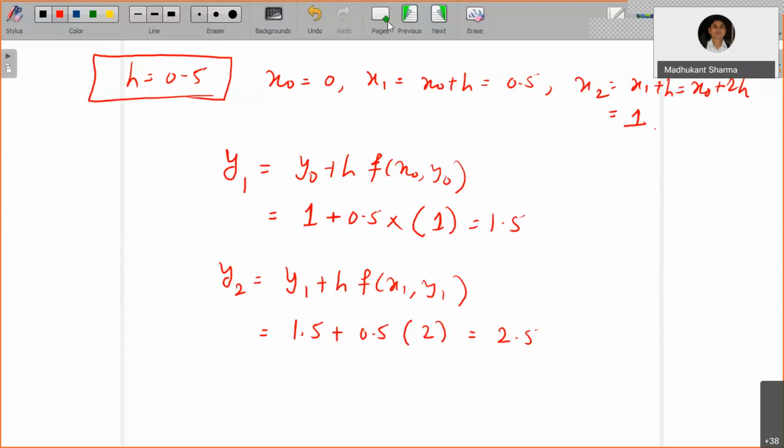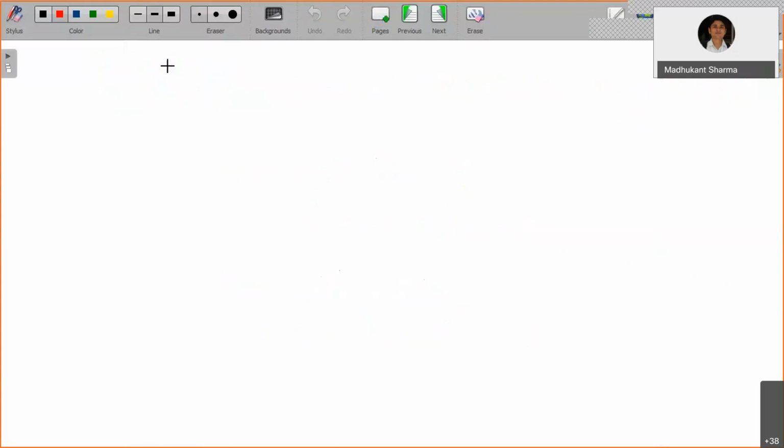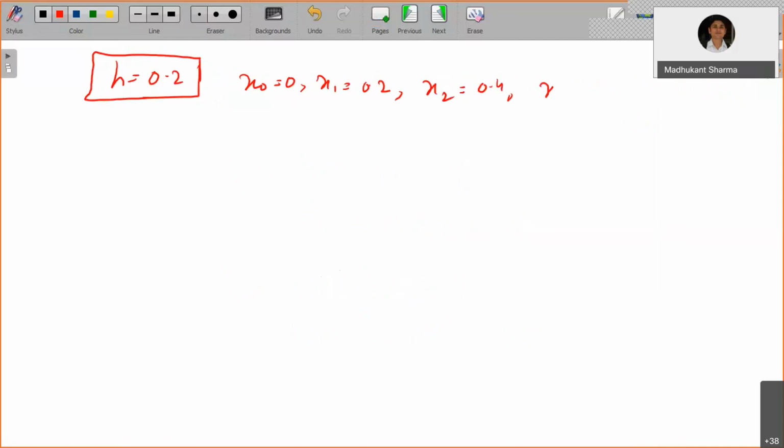Okay, right. Now when you take the case h equals 0.2, you have x0 equals 0, x1 equals 0.2, x2 is one more step of 0.2, so 0.4, x3 is 0.6, x4 is 0.8, and x5 is 1. So you want to find y at x5. For that, you have to find y at x4, y at x3, then y at x2, and all this stuff. So y1 equals y0 plus h times f of x0 comma y0.